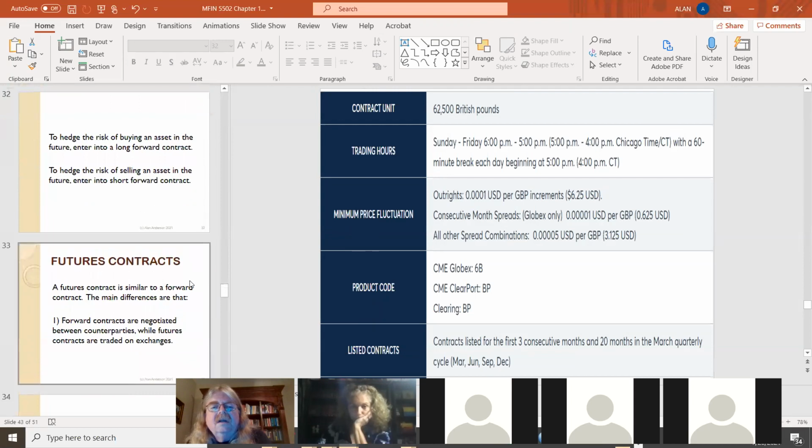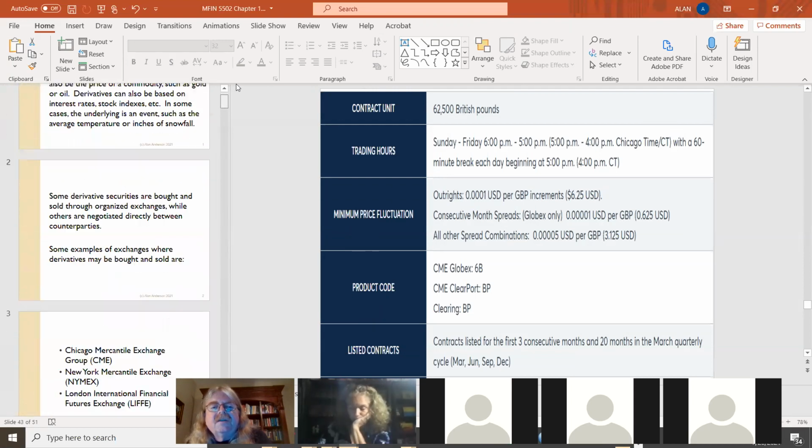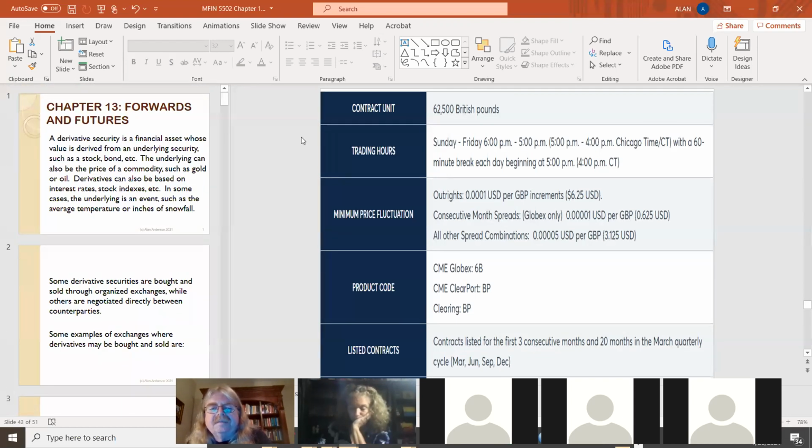Now, options are a lot of fun. It's a very interesting area of study. And the name kind of suggests to us what they're all about.